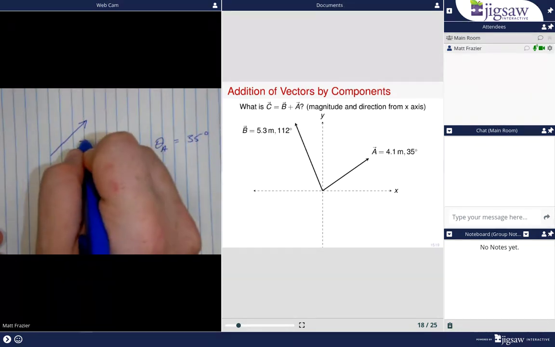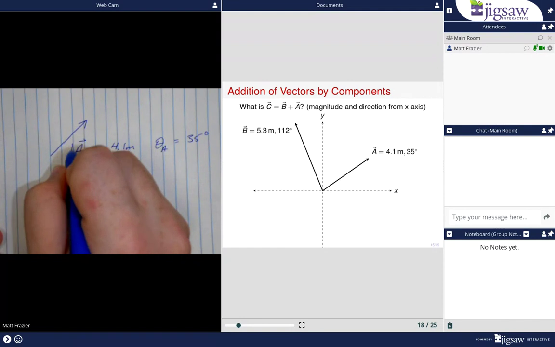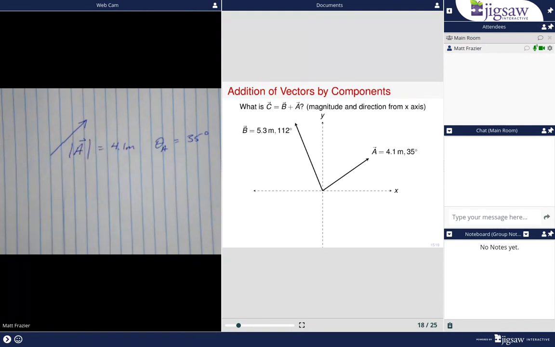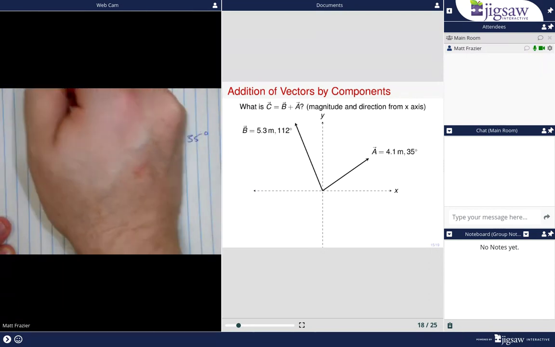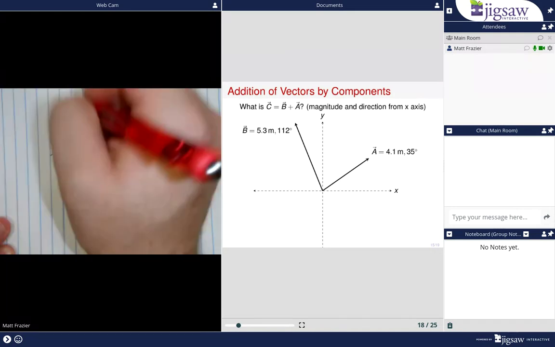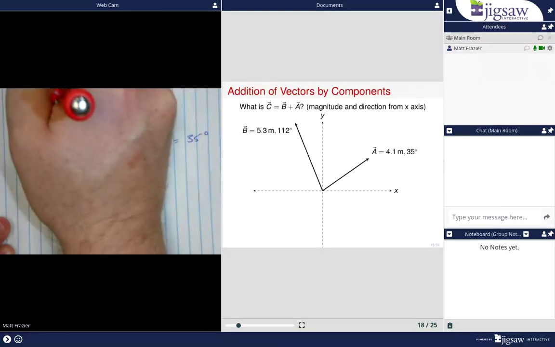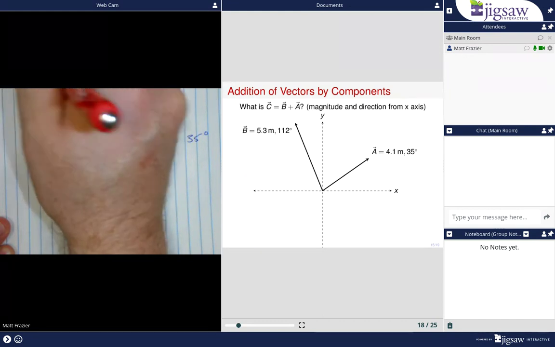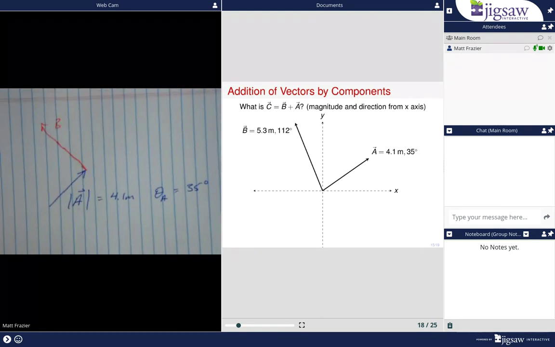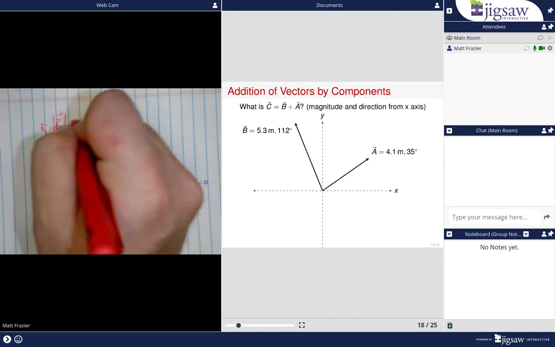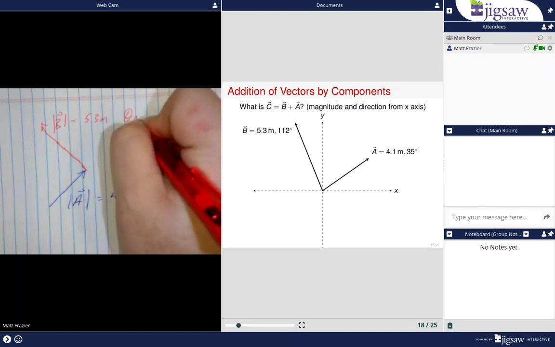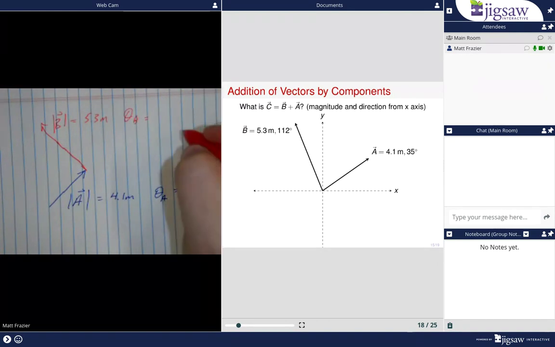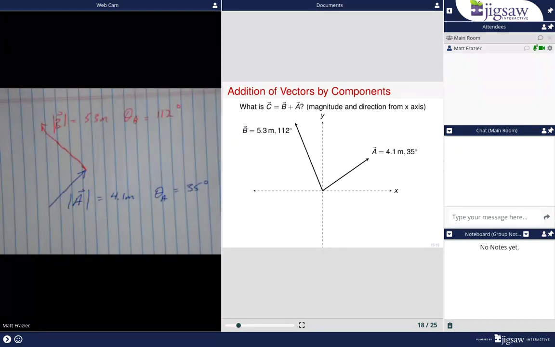We're giving these things some labels. So length of A is there. And then I'm going to draw B as if I'm graphically doing it, because I can do that if it's simple enough. All right, there's B. Let me move it down. And B's length is 5.3 meters, and theta B is 112 degrees. And what that means is we have an x-axis here, right?